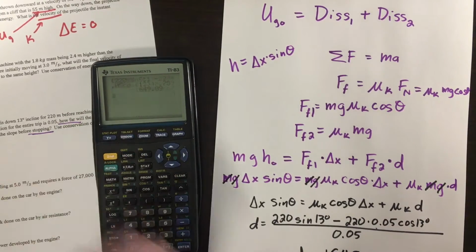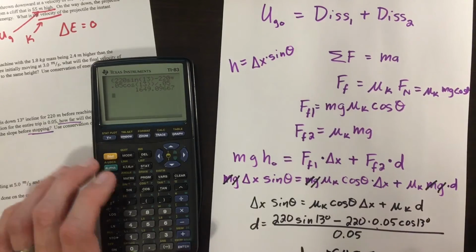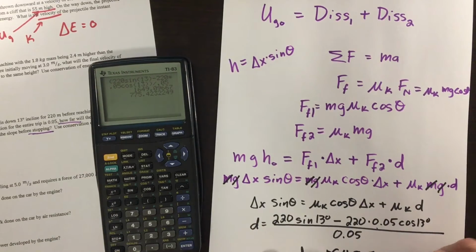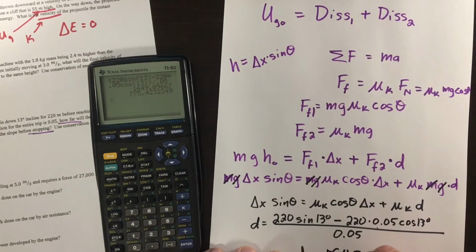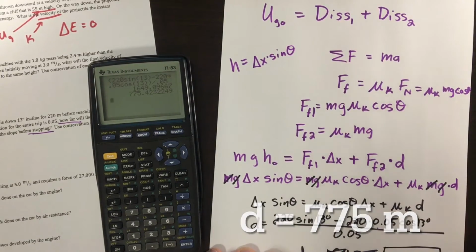And of course I'm in radian mode, so that's wrong. Let's try this again. There we go, 775 meters. So that was radian mode, my bad. That looked wrong. Anyway, so the distance is 775 meters.